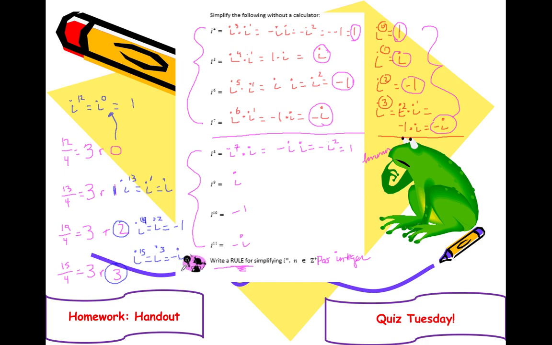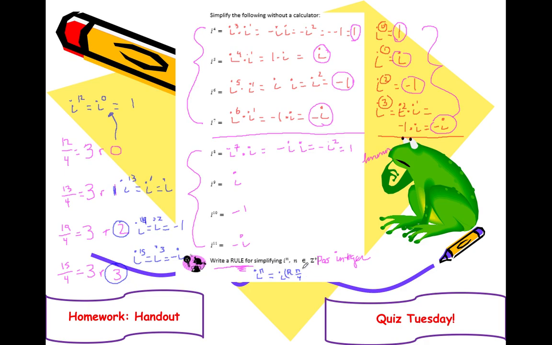So hopefully the lesson learned here is that your rule is i to the n will always equal i to the remainder of n divided by 4.